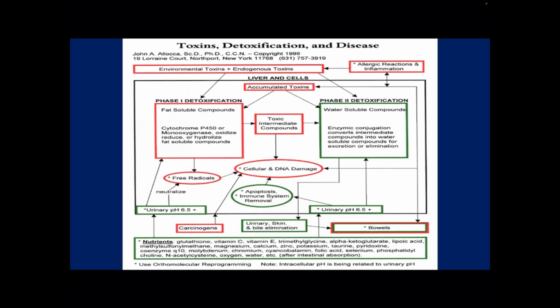So the detoxification pathway in the liver, as you can see here, goes through 3 phases. Phase 1 is the fat-soluble compounds, phase 2 is the water-soluble compounds, and phase 3 is that which either goes out through the kidneys or through the bile. And on the bottom, you'll see a mass of nutrients that are helpful and are involved in that escape process.